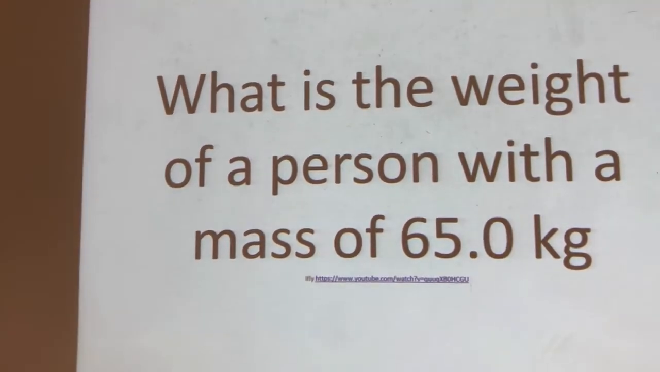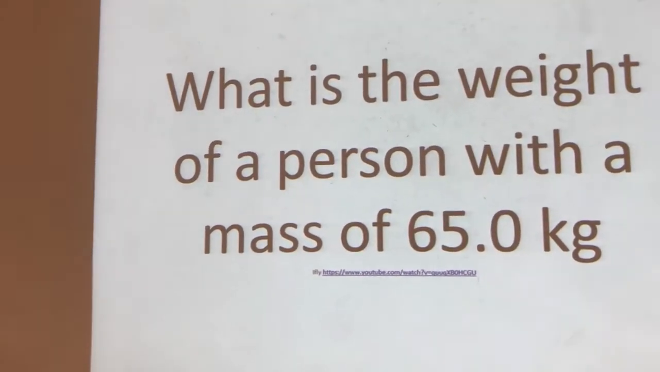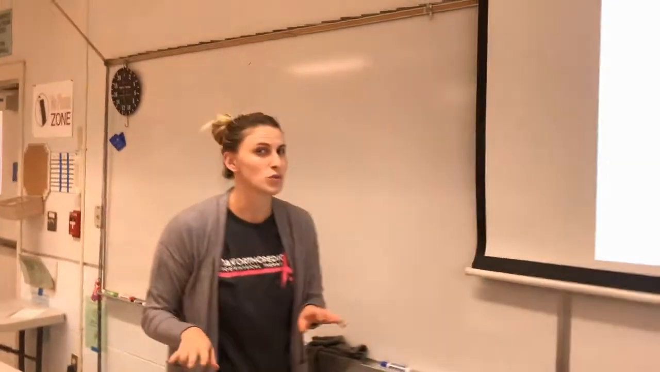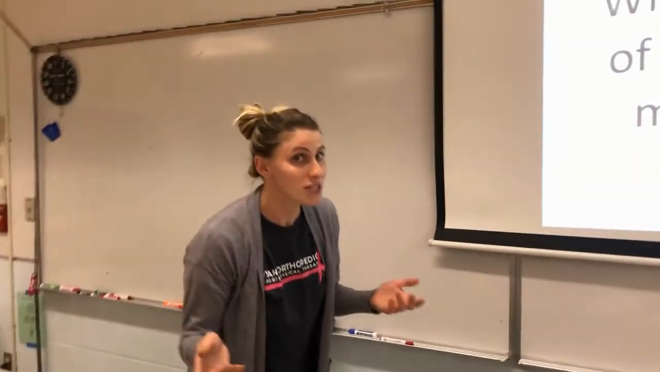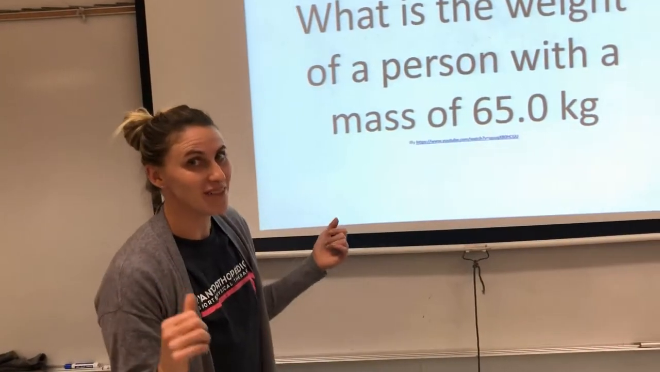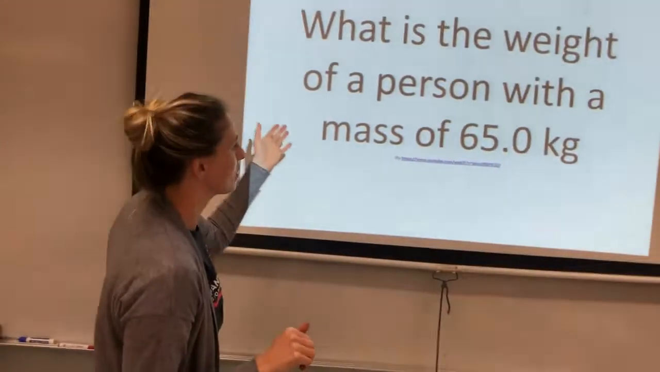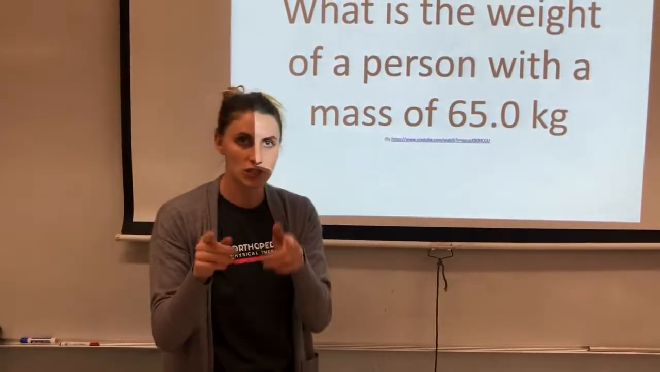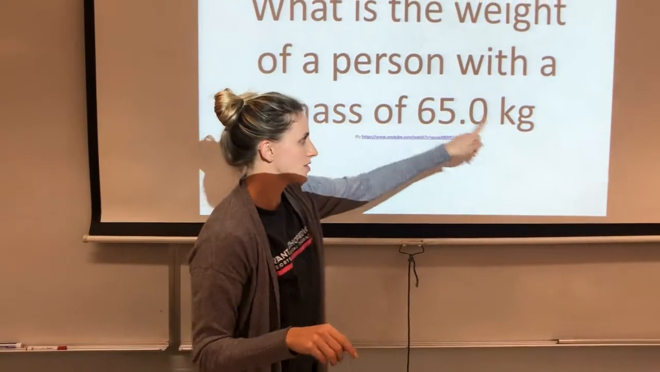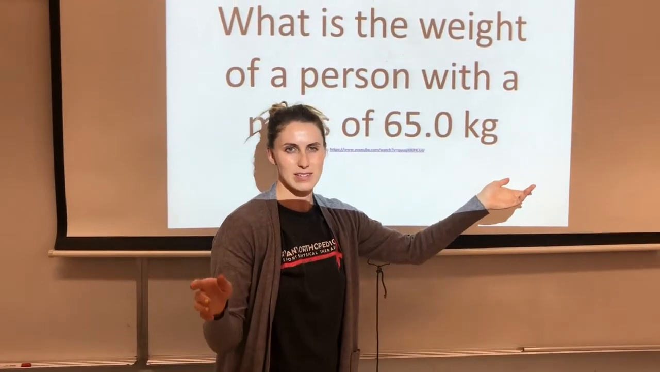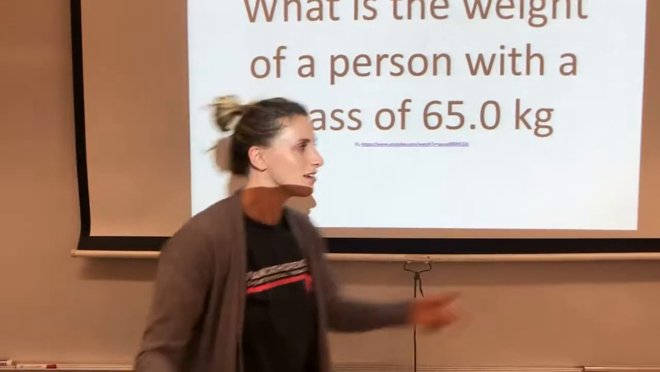9.8 is just a little bit less than 10. Should I do it on the board or should we talk about it? Well, that was the do now. So I'm not going to do it again because you already did it before. What is the weight of a 65 kilogram person? Look at your do now. 65 kilograms times negative 9.8.